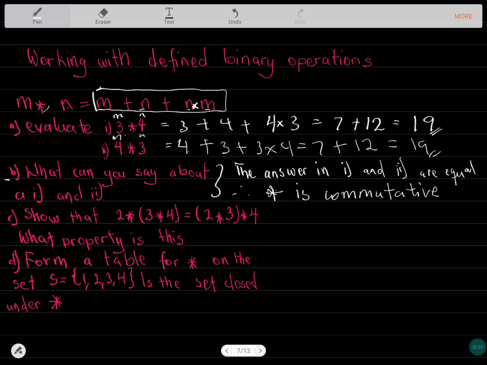Now we've been asked to show that 2 star (3 star 4) equals (2 star 3) star 4. We are being asked what property this is. We can tell that this property is the associative property. So if we work on this and we have our answers to be the same, then we can say that this is the associative property. So first, what do we solve first? We have to solve what is in the bracket first.